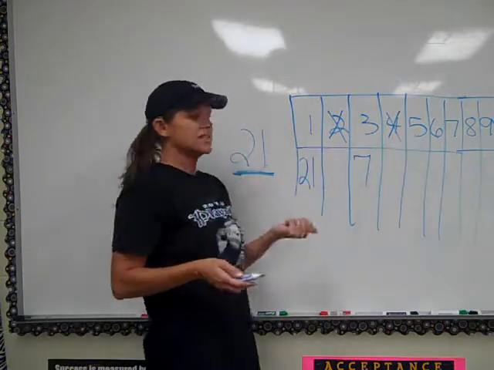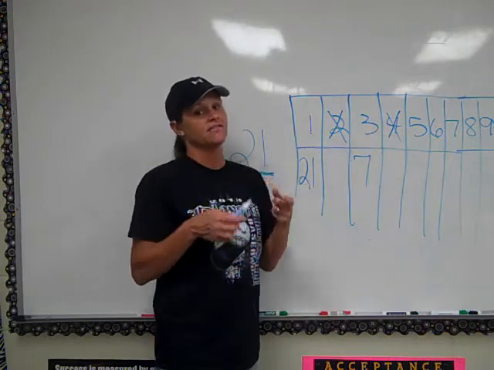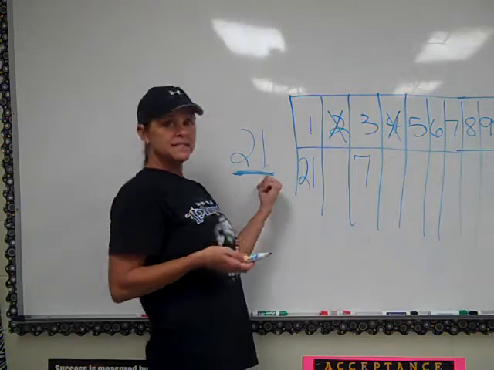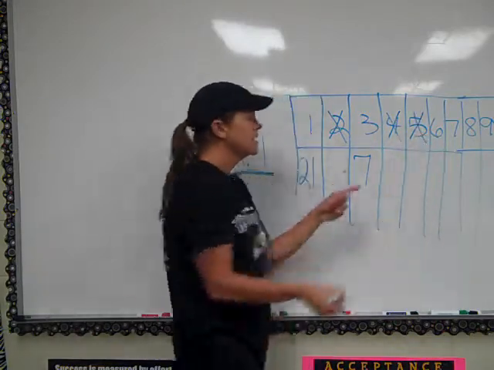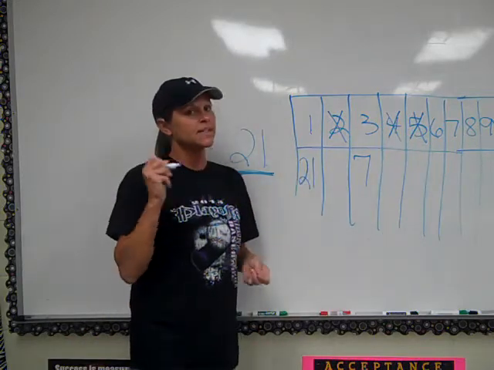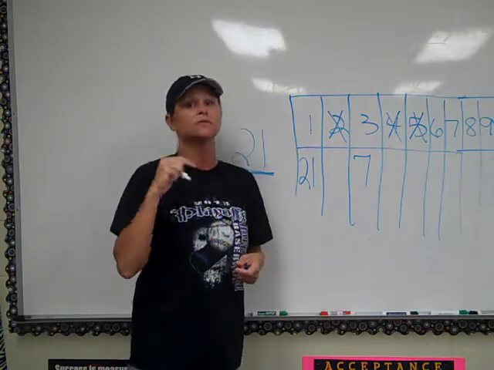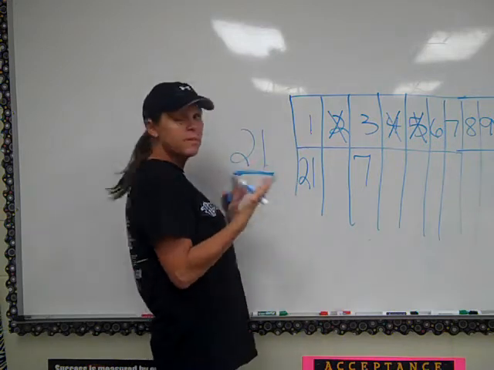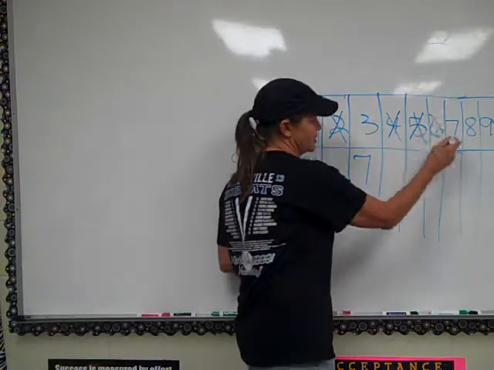5, will 5 go into the number 21? Well, no, if 5 is a factor of a number, it has to end in 5 or 0. And 21 does not end in 5 or 0, so 5 is not a factor of the number 21. Will 6 go into the number 21? No, I know that 6 times 3 is 18, and 6 times 4 is 24. So there's no number in between 3 and 4 to get me to 21. So 6 is not a factor.